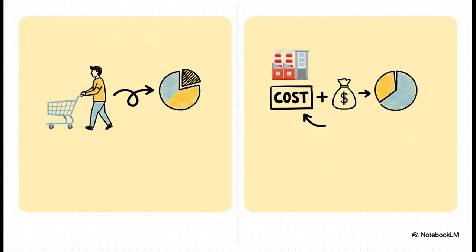Now, if you remember one thing from this whole section, make it this. People use these two words, margin and markup, interchangeably all the time, but they are completely different. Margin is profit calculated based on the selling price. Markup is profit calculated based on the supplier's cost. One looks at it from your point of view, the other from theirs. And that one difference changes everything.